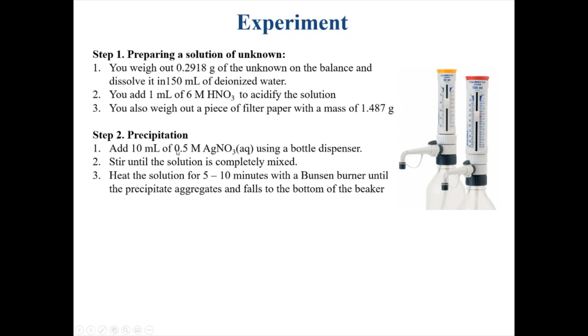Now here's where you're going to get the nice white precipitate. As soon as the silver nitrate hits the solution, you're going to see the instant that it hits, a white precipitate forms. So then you're going to take this back to your bench. You're going to stir it until it's completely mixed.